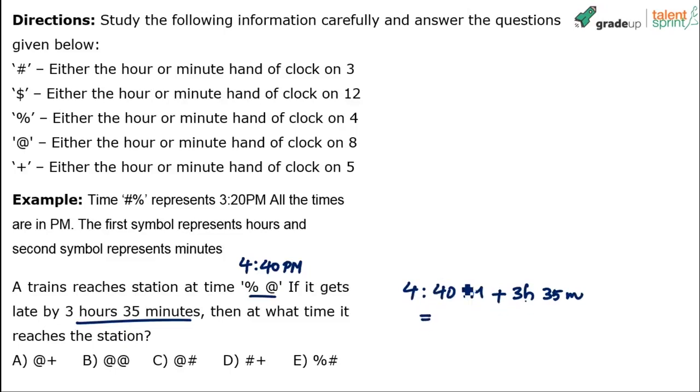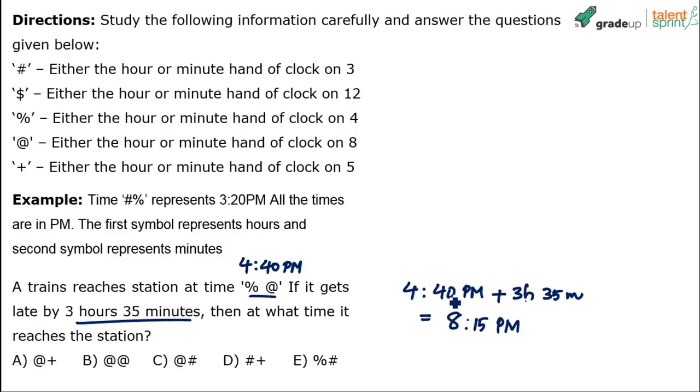Yes or no? If you are not able to do it this way, this is a simple understanding. 4 hours plus 3 hours would mean 7 hours. So that's like 7 p.m. 40 minutes and 35 minutes is 75 minutes. The 75 minutes can be split as 1 hour and 15 minutes. So 7 p.m. plus 1 hour and 15 minutes will become 8:15 p.m. You're able to follow.